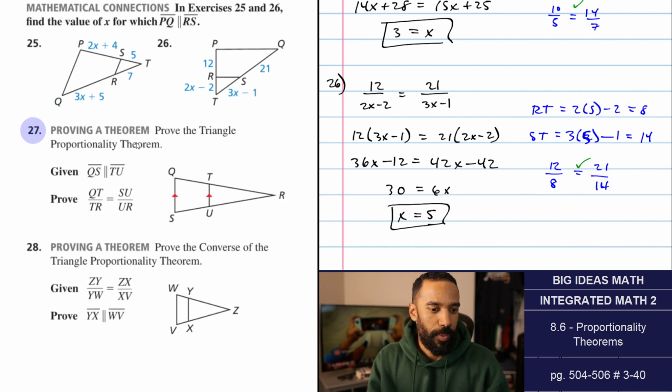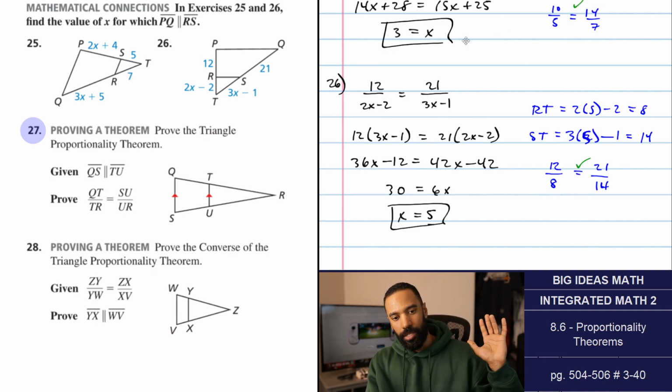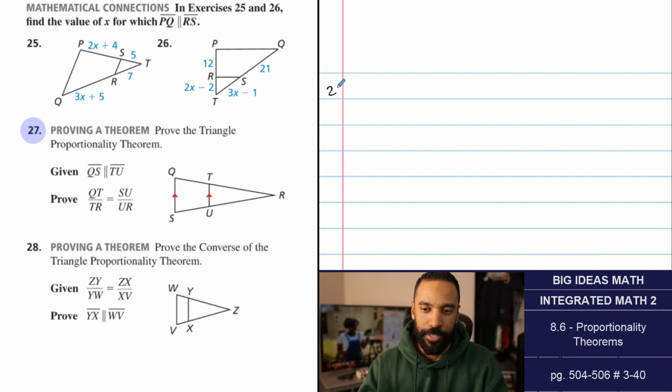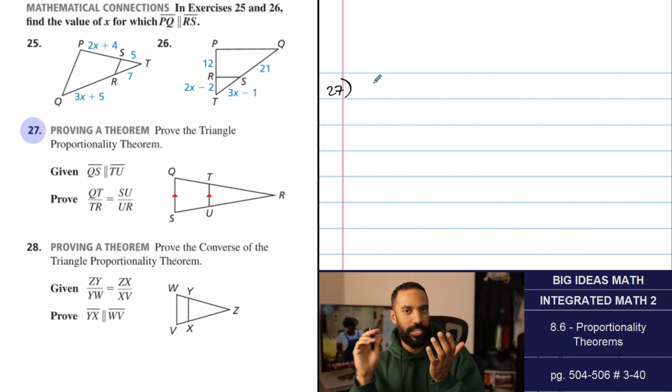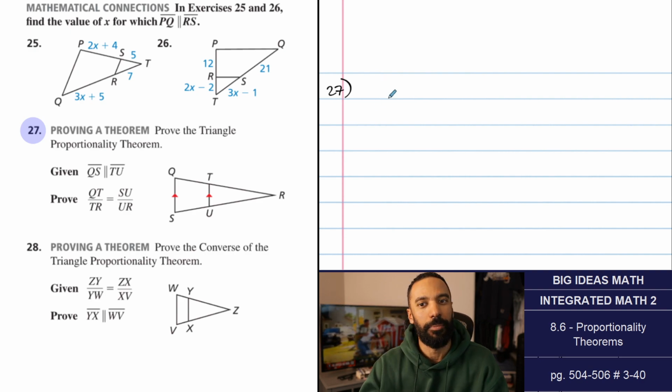Number 27 and 28 are proofs. This is proving the triangle proportionality theorem and the converse of the triangle proportionality theorem. Now, I'll say this. I've done this proof so many times in my life with students that the difference is I do it in a more conventional way. I don't do as much in the 2-column proof format.